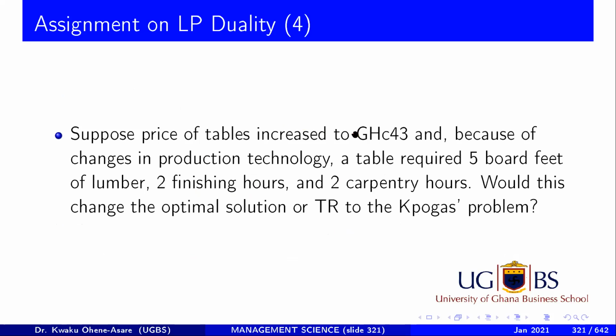Suppose the price of tables increased, this time to 43. And because of changes in production technology, a table requires 5 board feet of lumber, 2 finishing hours, 2 carpentry hours. Will this change the optimal solution or total revenue to the Bogus problem?